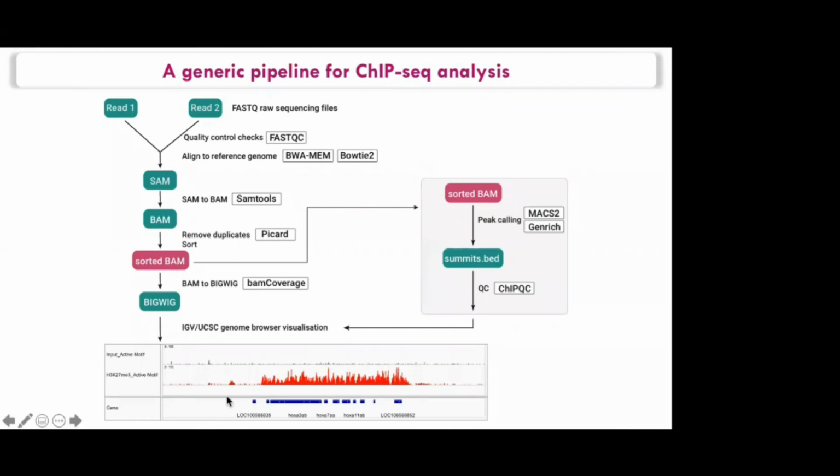So this is data from our own lab. The input is the background signal that you would see. And then after chromatin immunoprecipitation, you are enriching for the H3K27 trimethylation mark here. The Hox cluster has lots of peaks here, as we would expect, since in this particular case it is repressed. So it just shows you the basic outline of ChIP-seq data analysis.